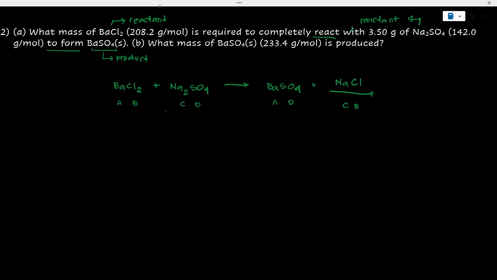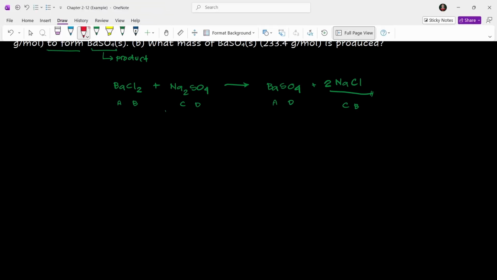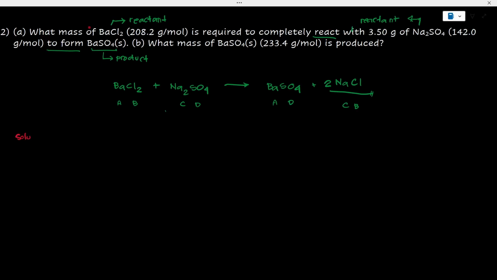And the next step is to check if it's a balanced chemical equation. And you can see here there are two sodium in the reactant and two chloride in the product. So simply we can put 2 here and everything is balanced. Barium is balanced, SO4 is balanced. So now we can answer our problems. We can use this chemical equation. Let's start with problem A.